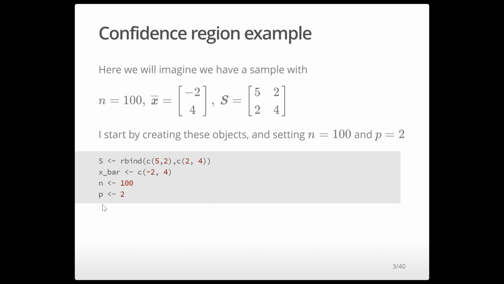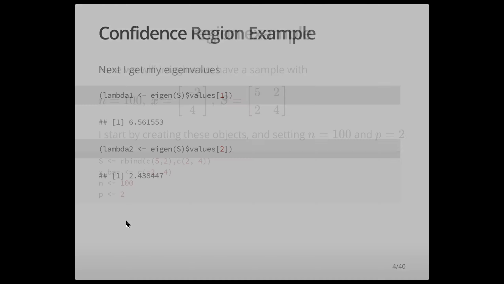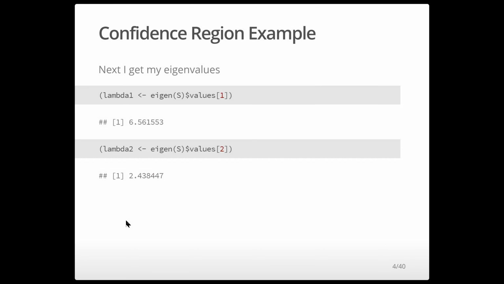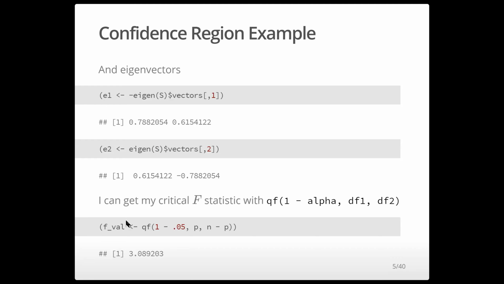So I'm just going to create these objects first. I'm going to create my covariance matrix by writing it as here, and my mean vector, writing it as here. And of course, I am going to create n and p. Next I'm going to get my eigenvalues. This is just like what we saw last week. I'm going to get my eigenvalues from my covariance matrix and my eigenvectors.